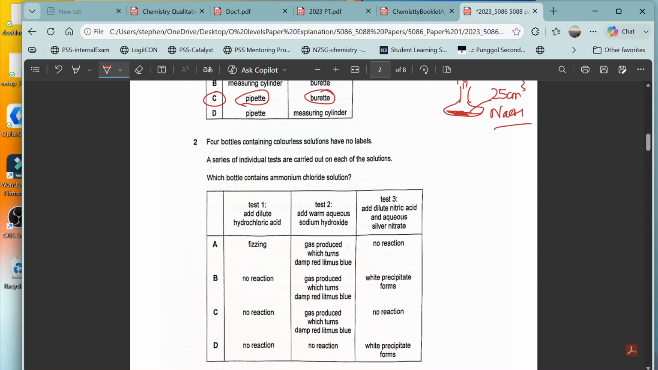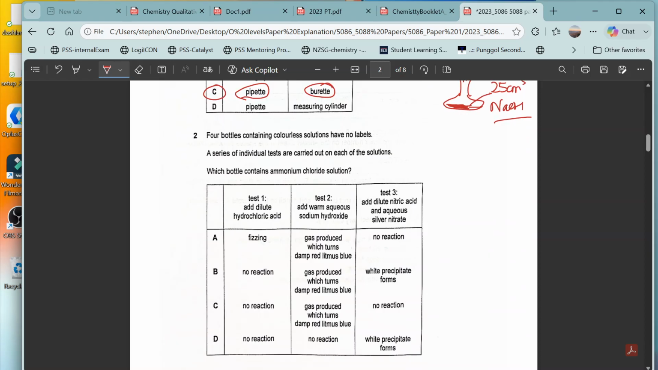Okay, second question. 4 bottles containing colorless solutions that have no labels. So the keyword, step number 1, list out what is given to you: colorless. That means there's no copper ions, no iron ions, or any colored ions that you have recall from your QA. Okay, this is a QA question.